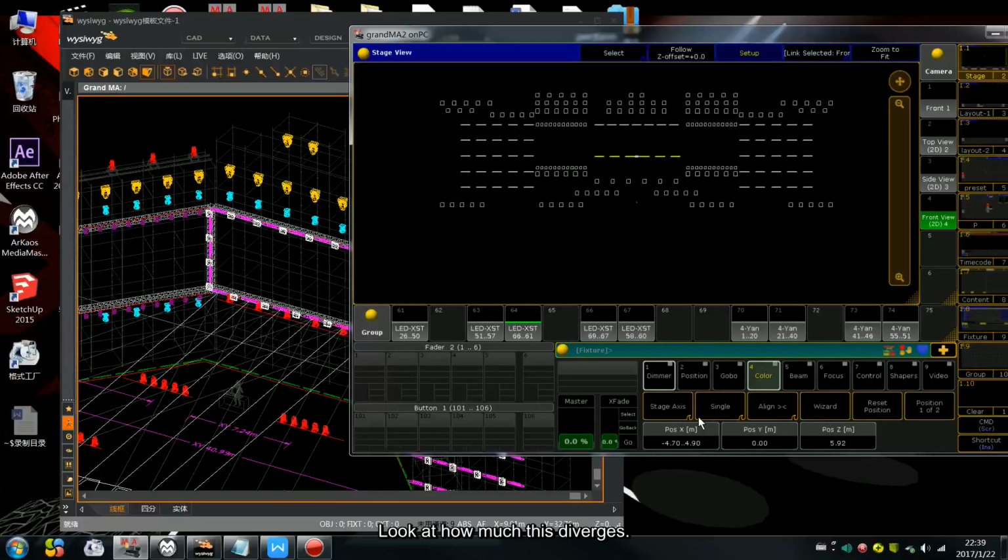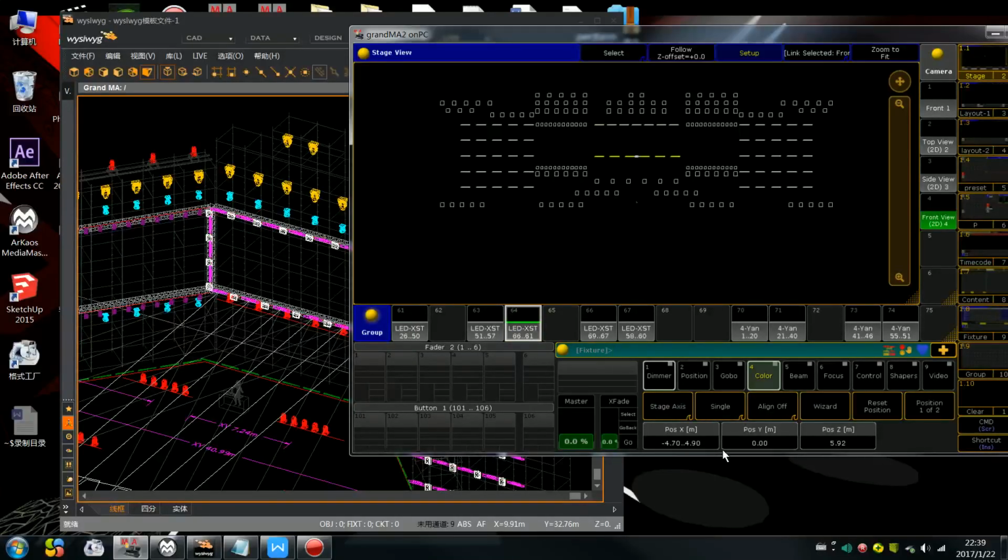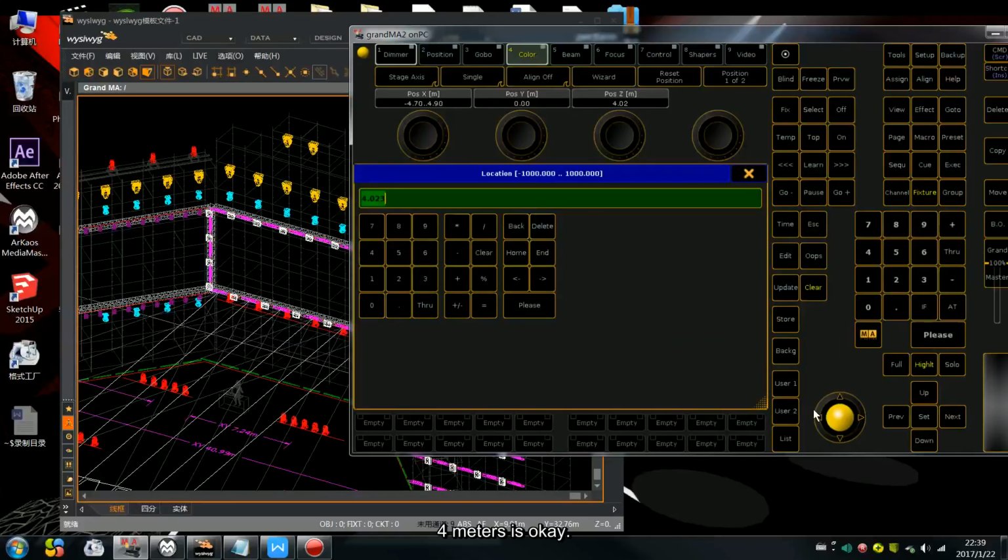Look at how much this diverges. This divergence is 4.7 to 4.9. Let's press divergence again. This one can't be 4.7. This is about 4.7 to 4.9. Okay, that's all. Then go down. 4 meters. Enter 4 meters. 4 meters is okay.